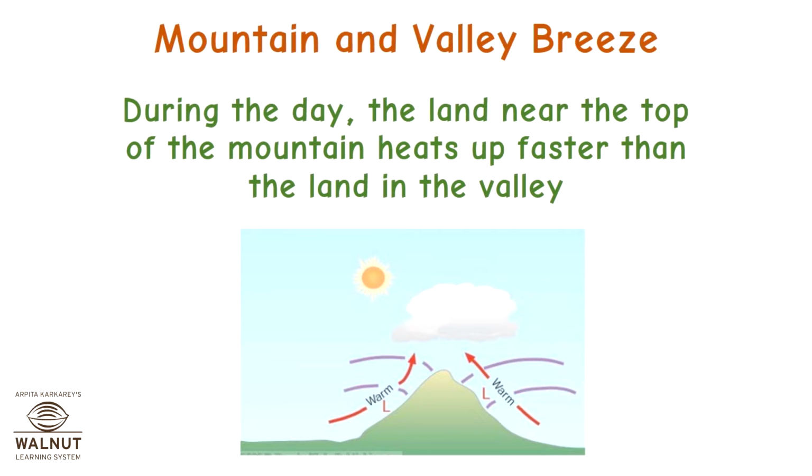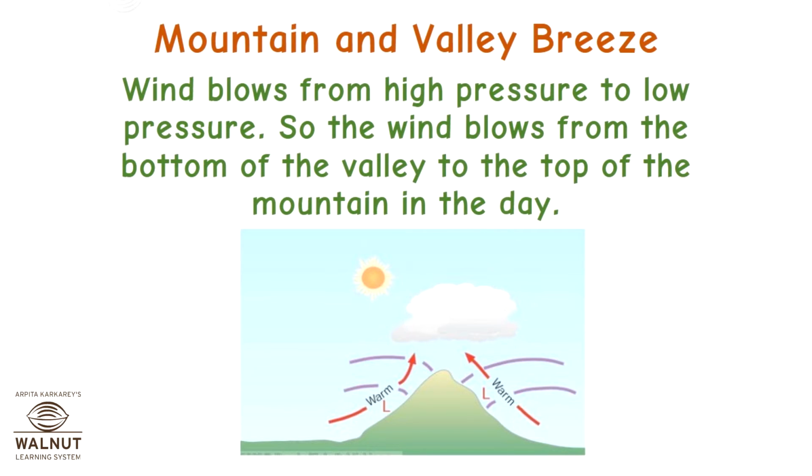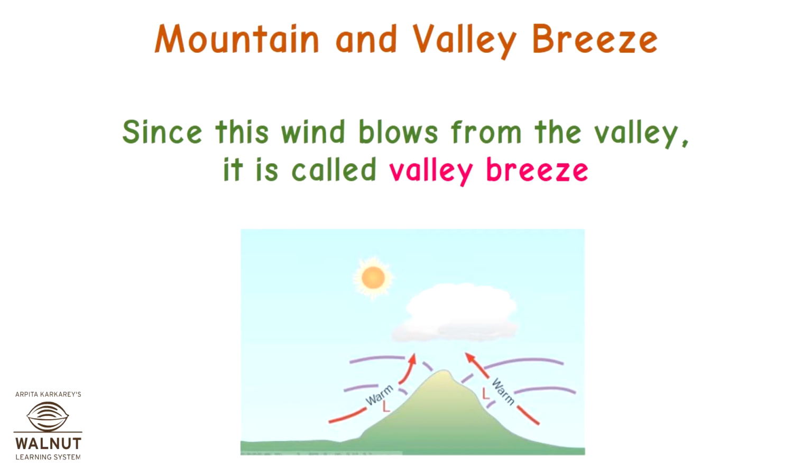Mountain and valley breeze. During the day, the land near the top of the mountain heats up faster than the land in the valley. So the top of the mountain is warmer than the valley. So air pressure at the top is lower than air pressure at the bottom. Wind blows from high pressure to low pressure. So the wind blows from the bottom of the valley to the top of the mountain in the day. Since this wind blows from the valley, it is called valley breeze.